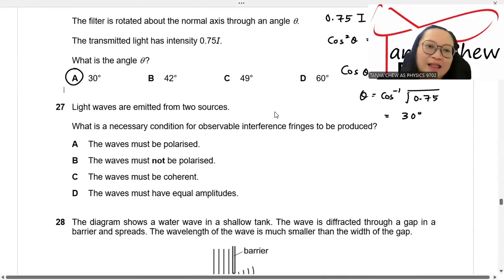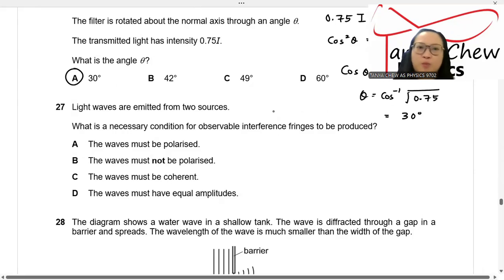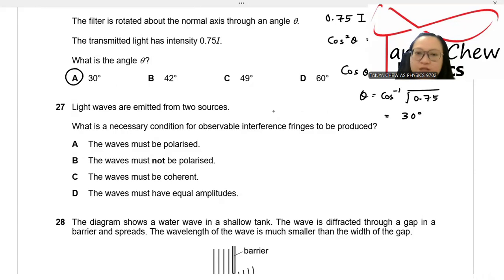Number 27, light waves are emitted from two sources. What is the necessary condition for observable interference fringes to be produced? Observable interference fringes means you can see clearly which is a bright fringe and which is a dark fringe, right? Now, A, the wave must be polarized. It doesn't matter whether it is polarized or non-polarized, you can still see the interference fringes. B, the wave must not be polarized. It doesn't matter.